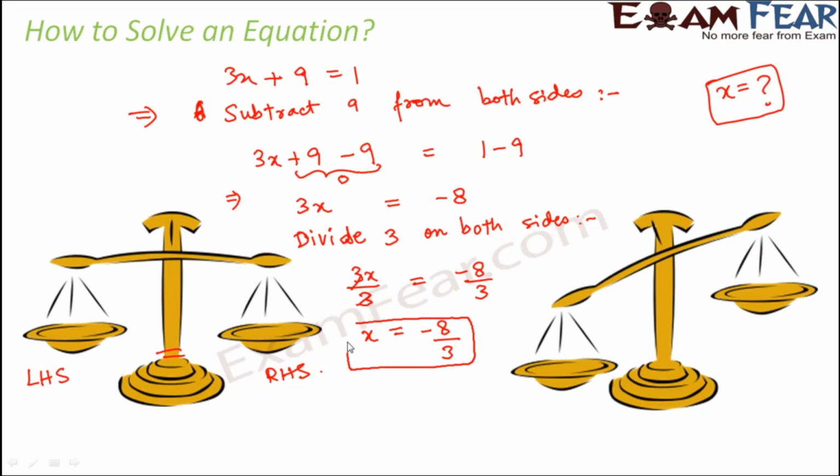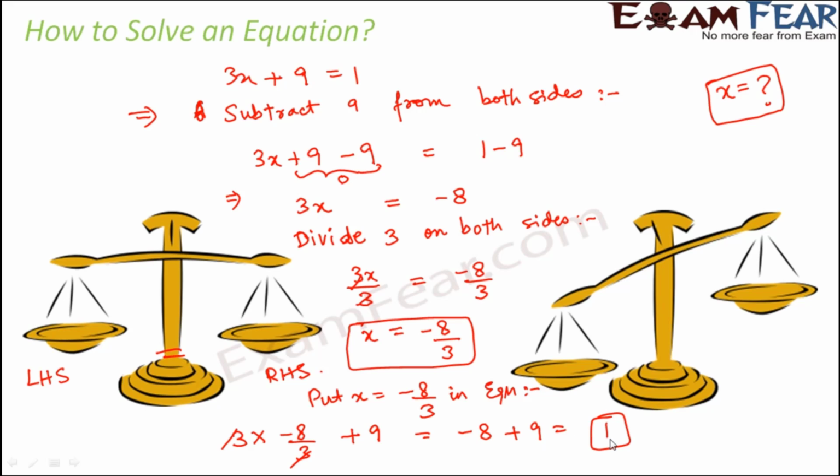And what is this? This is the solution of this equation. Finding the value of the variable for which this equation will hold true, that is the solution of the equation. Now if you want, you can put this value of x in the equation. Put x is equal to minus 8 by 3. So what do you get? 3 into minus 8 by 3 plus 9. The 3 will cancel, so this is minus 8 plus 9, which is equal to 1. This is the value from the left hand side, and the right hand side is also 1. That means yes, x is equal to minus 8 by 3 is the correct solution.